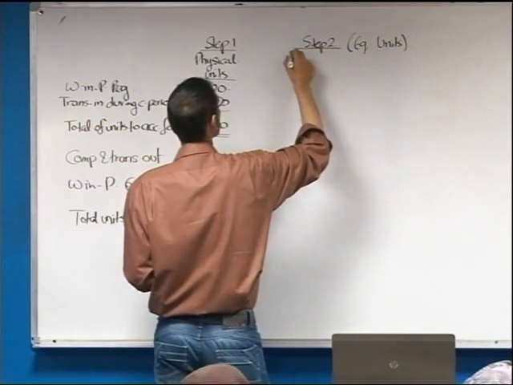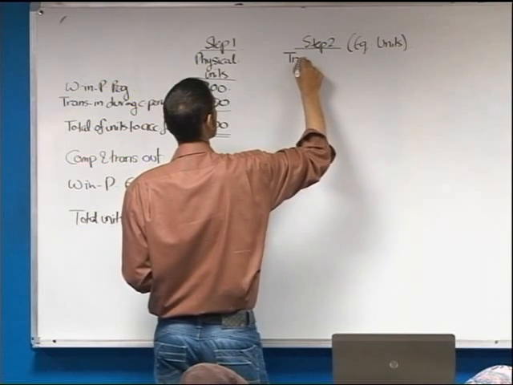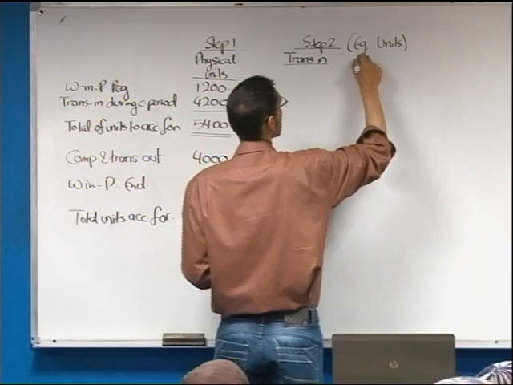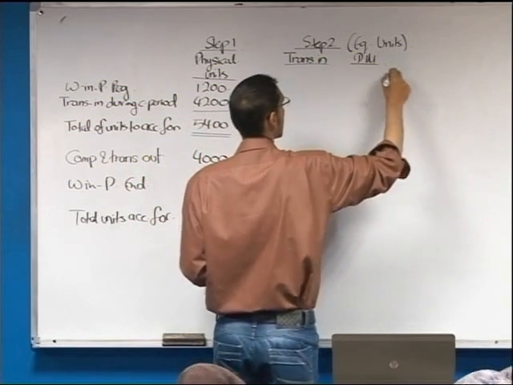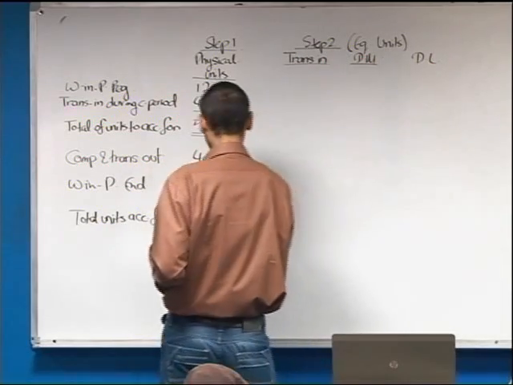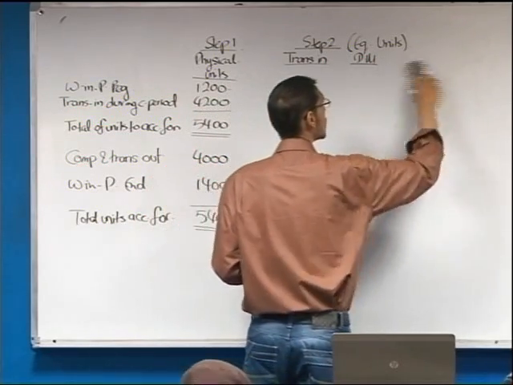Of course, for 3 categories. The first is the transferred in, the second is the direct materials, and the third is the conversion costs.